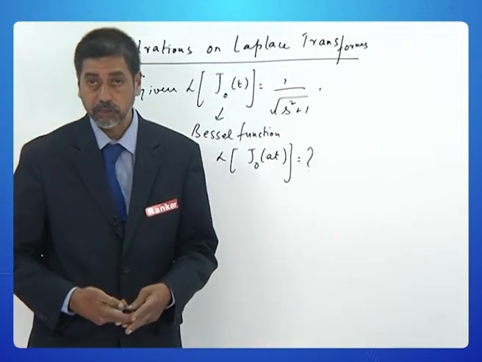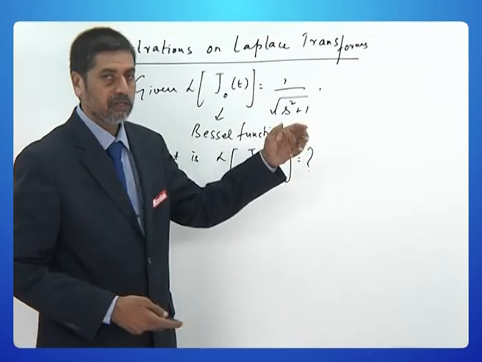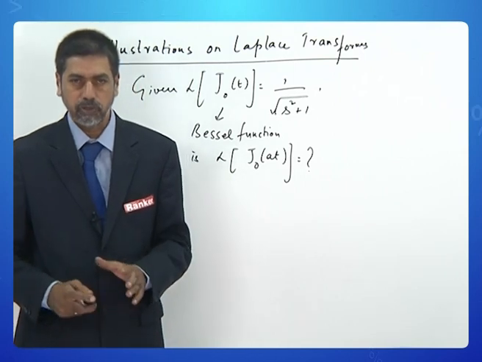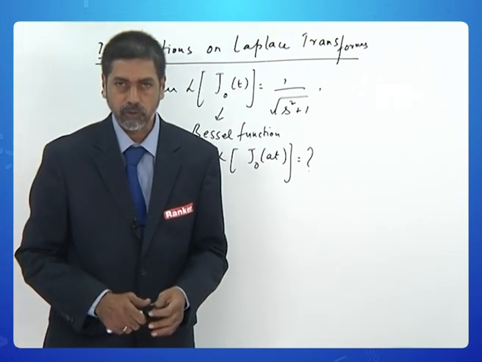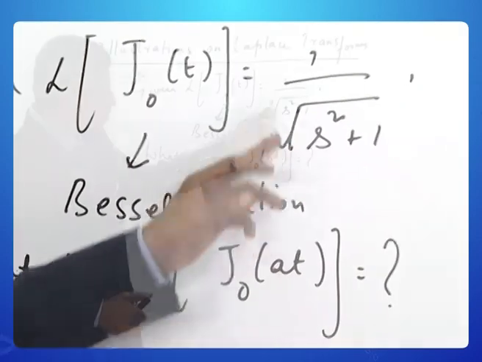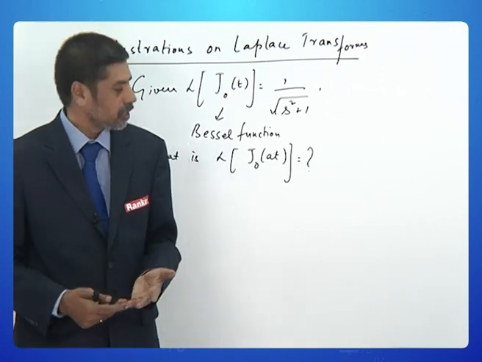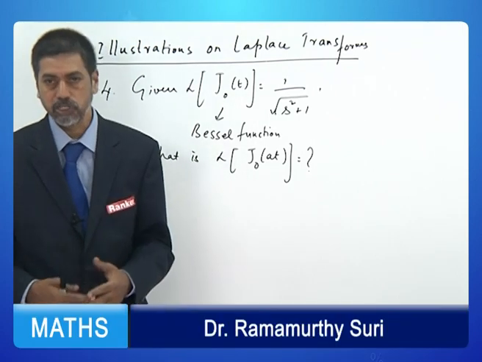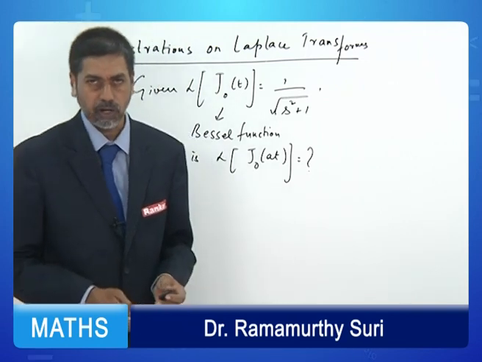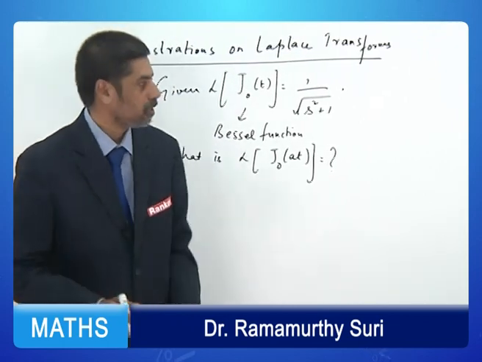Friends, remember that getting this formula itself is extremely difficult. So assuming that we are not going into the details of how this was obtained, but getting this from that, it's a matter of just 2 steps. So this is not a direct problem. This is based on a property. Which property is involved? You're all aware that there is a property called the change of scale property.